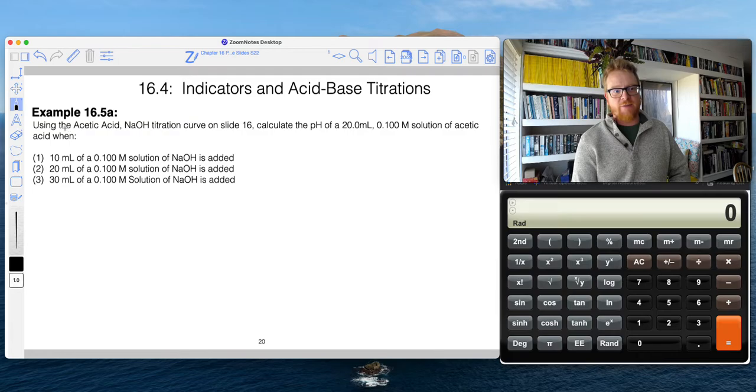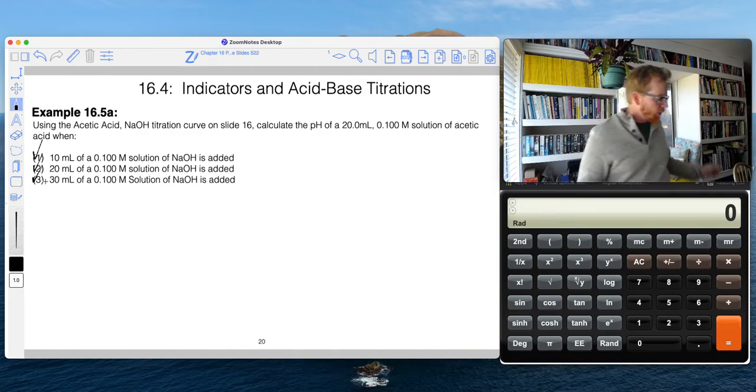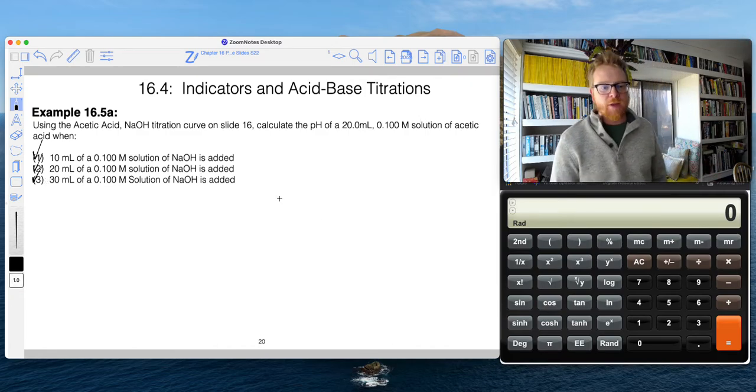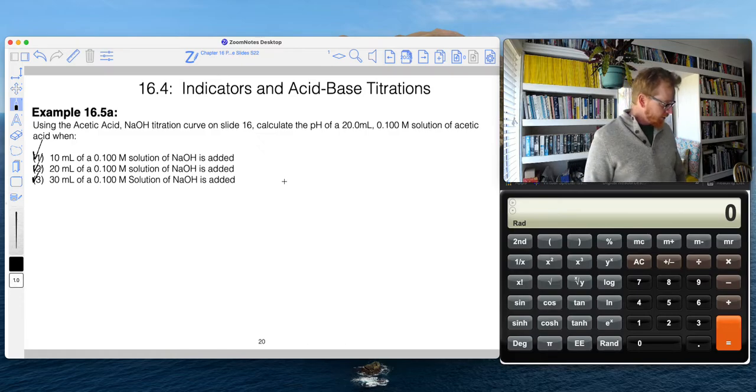Example 16.5a: using the acetic acid NaOH titration curve on slide 16 that I just showed you, calculate the pH of a 20 milliliter 0.1 molar solution of acetic acid when number one, number two, number three. Those are going to be our three calculation points. Okay, so let's get into it. Let's do the first one.